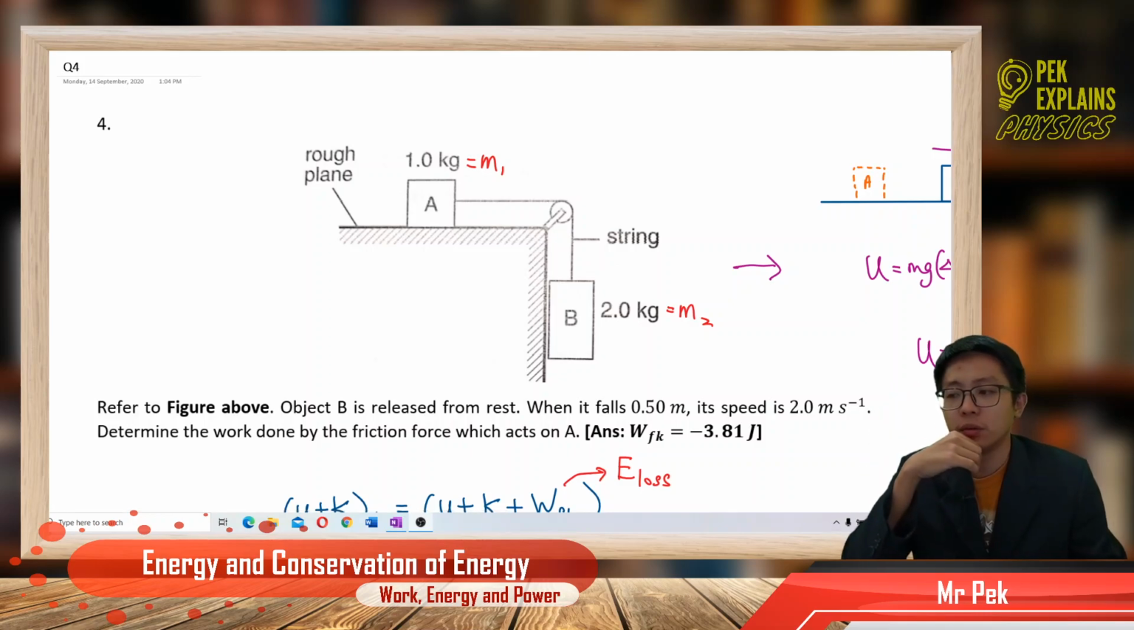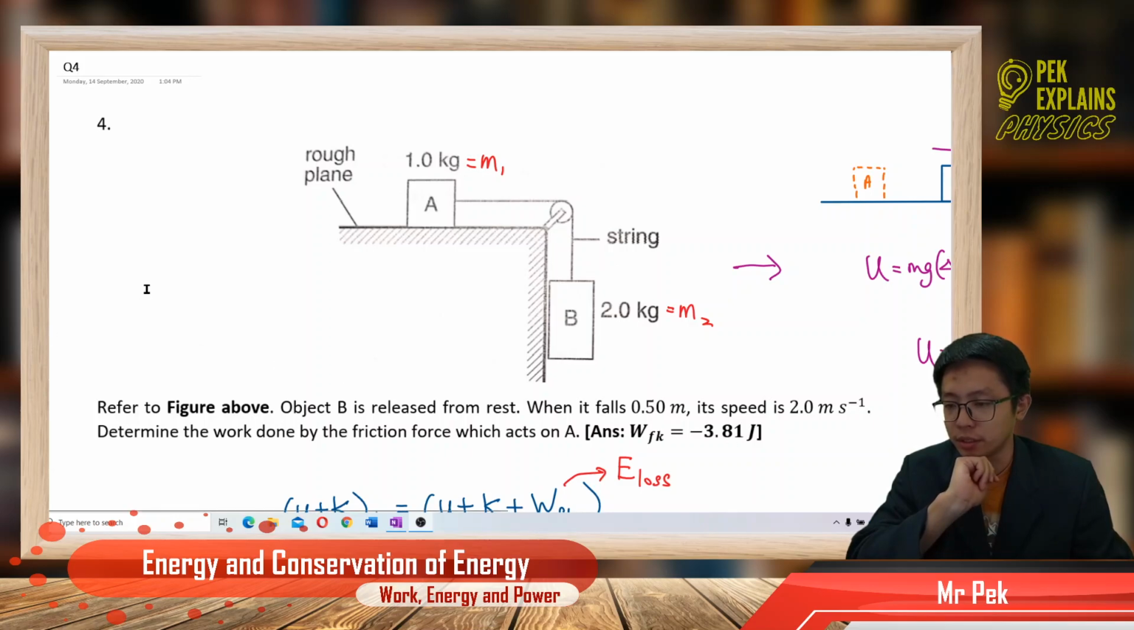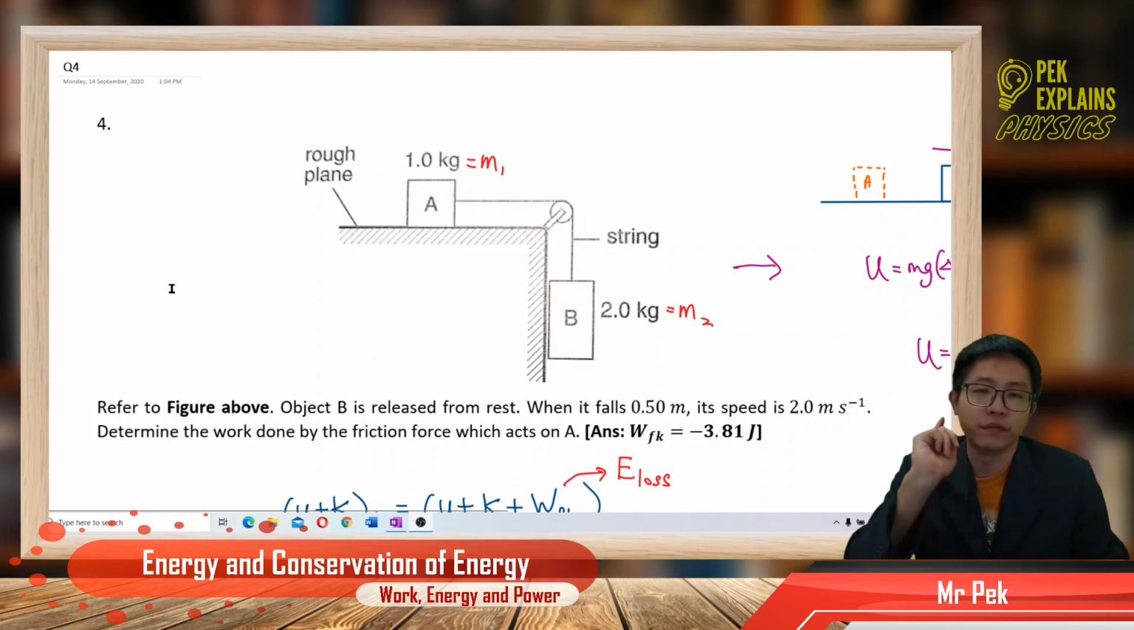Hi. Now we are entering the fourth question in the law of conservation of energy. The only thing about these questions is that they involve energy loss due to friction. Okay, let us read the question together.